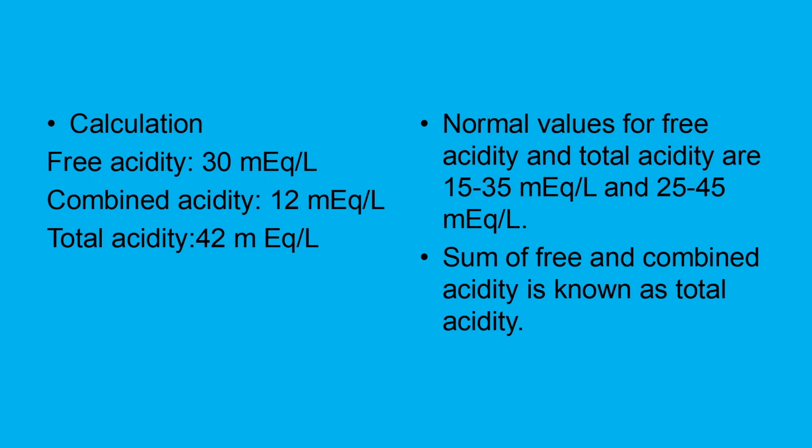Normally the free acidity value will be around 15 to 35 milliequivalent per liter, and total acidity will be about 25 to 45 milliequivalent per liter. Suppose in this titration method you get free acidity as 30 milliequivalent and combined acidity as 12 milliequivalent, then the total acidity will be the sum of free acidity plus combined acidity. It will be about 42 milliequivalent per liter. This is how you have to do the quantitative estimation of free and combined acidity of gastric juice.